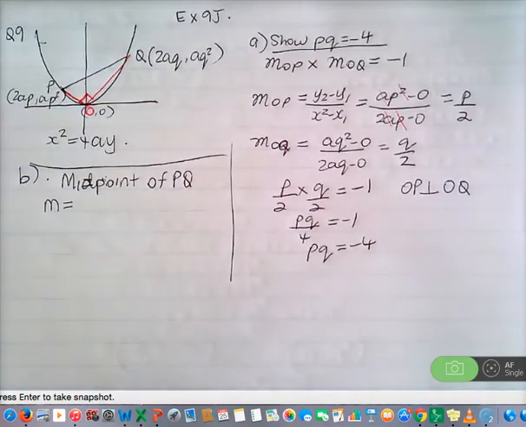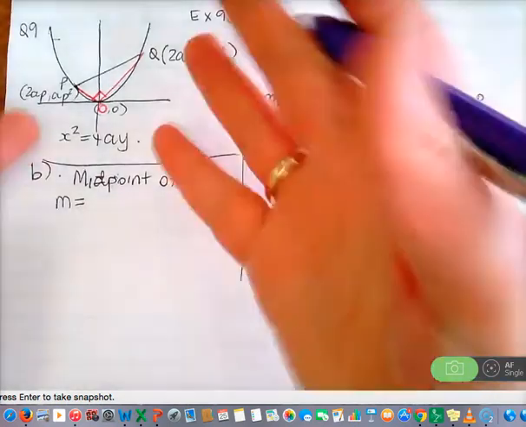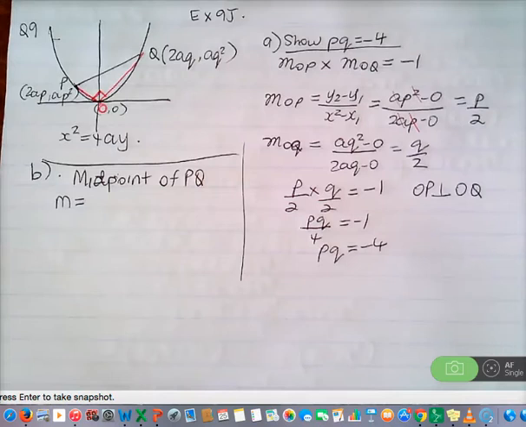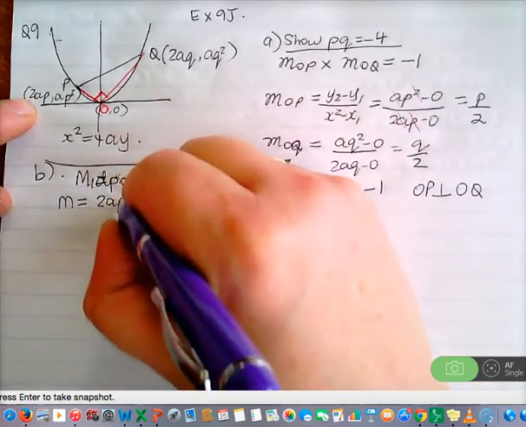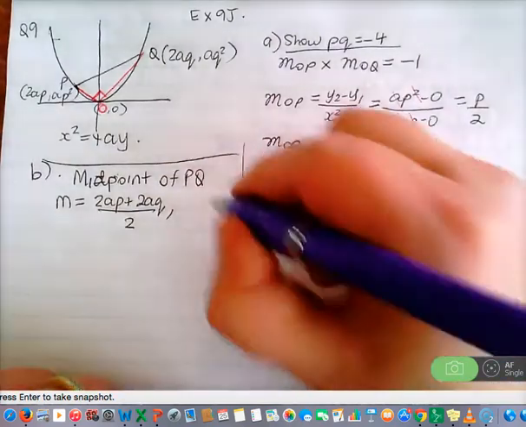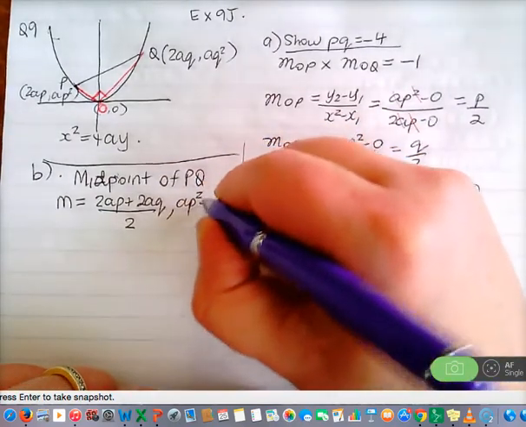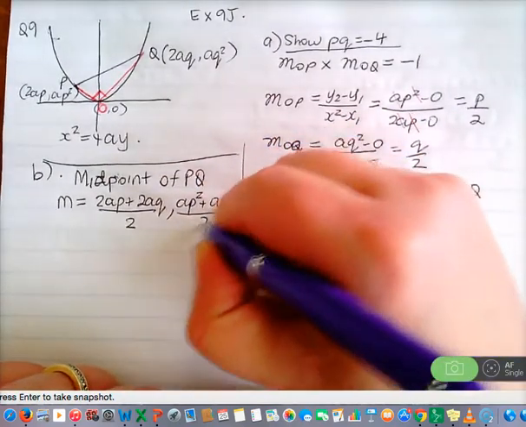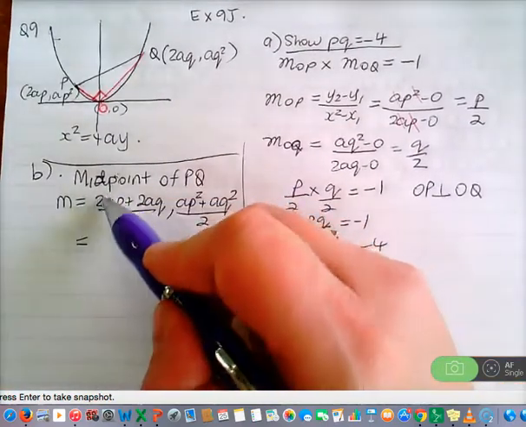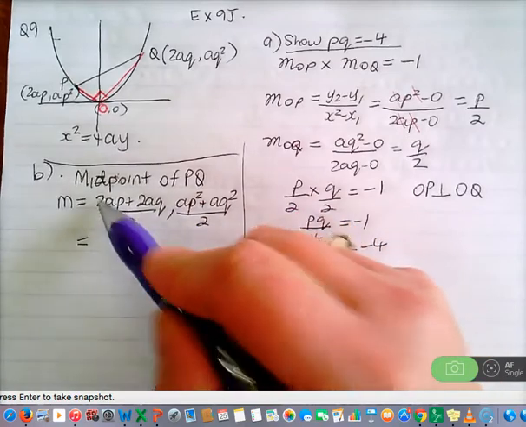Okay, girls, this is not hard. If you had normal points for P and Q, you can find the midpoint. Don't look beyond the A's and the P's and the Q's, all right? So, (2AP plus 2AQ) over 2, comma, (AP squared plus AQ squared) over 2. You need to factorise, girls, or you say I'm dividing each of those.